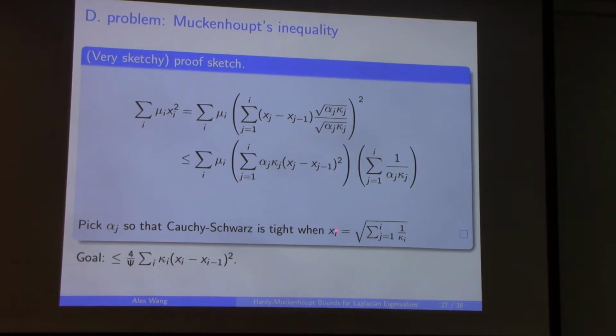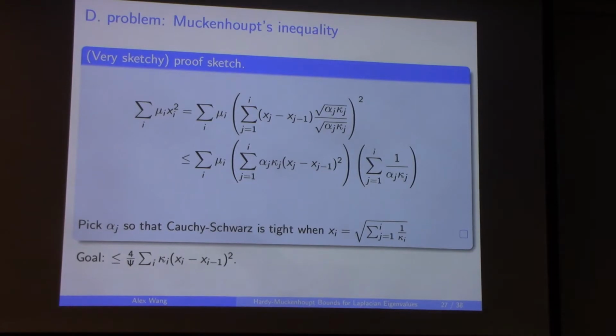It turns out that we're going to pick alpha j so that this application of Cauchy-Schwarz is tight when x is the square root of this term. What is this term? If you think about your spring mass system, this is 1 over the spring constant up to your k, and I'm just going to take the square root of it. That turns out to be something very close to your true eigenvector, and it's so close that you can now finish the proof. All right, so that's all I'm going to say about the Muckenhoupt inequality.